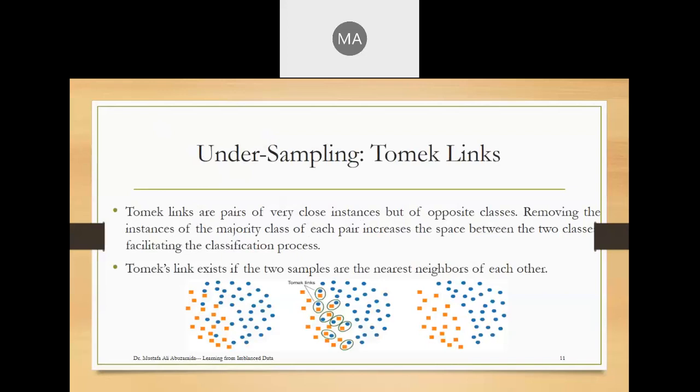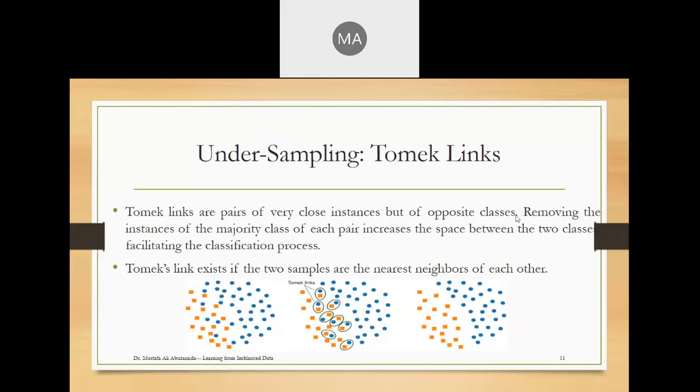It's somehow like an undersampling technique, but the data will not be removed randomly. No, it will be removed by a strategy. So it looks at pairs of very close instances, but of opposite classes.